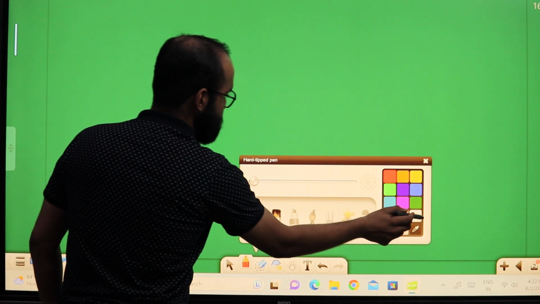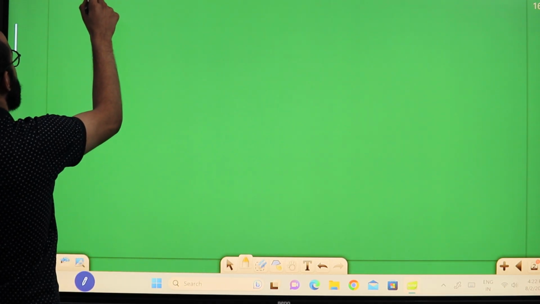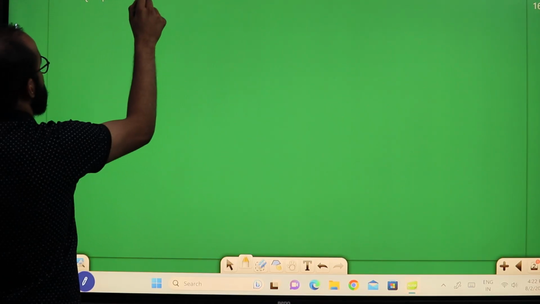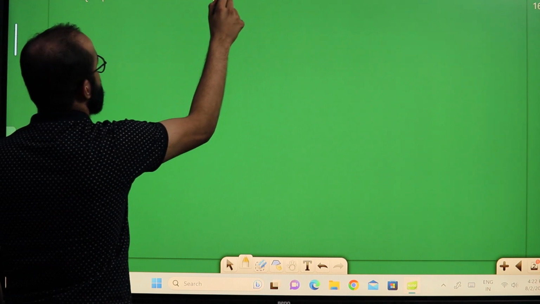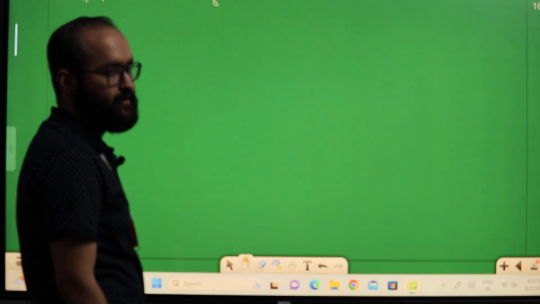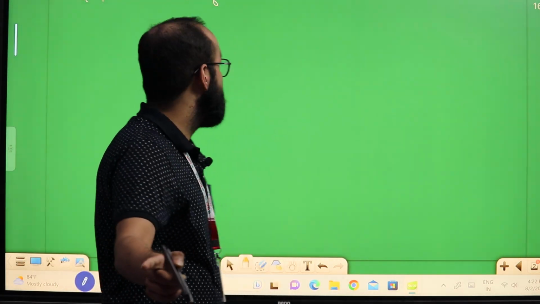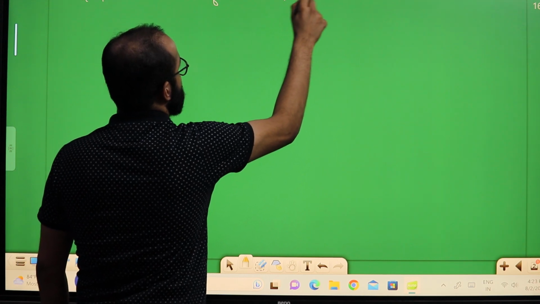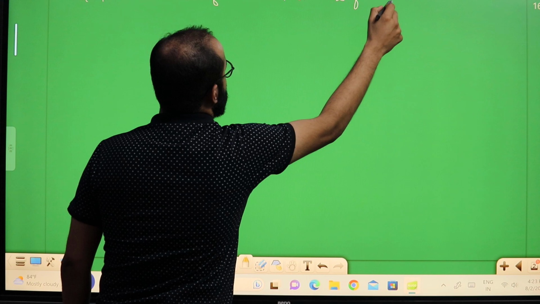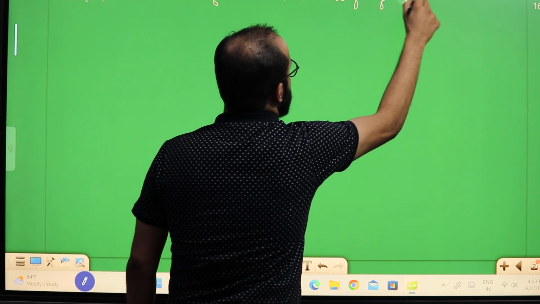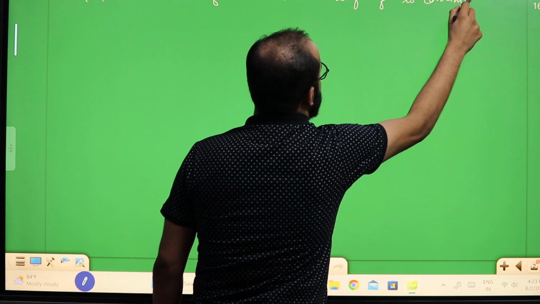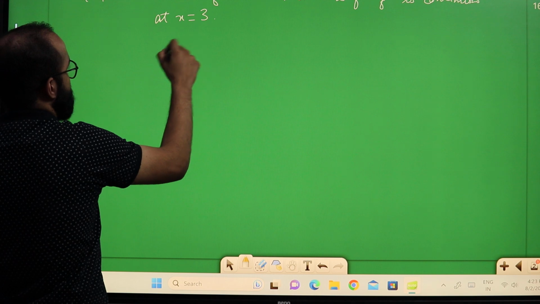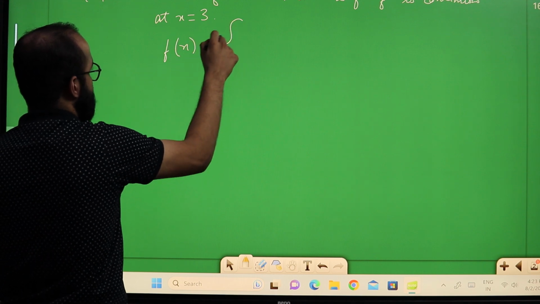do this question. Find, this is the most common type of question which is bound to come in your exams. Find the value of k such that the function f is continuous at x equal to 3. And your f(x) is defined like this.